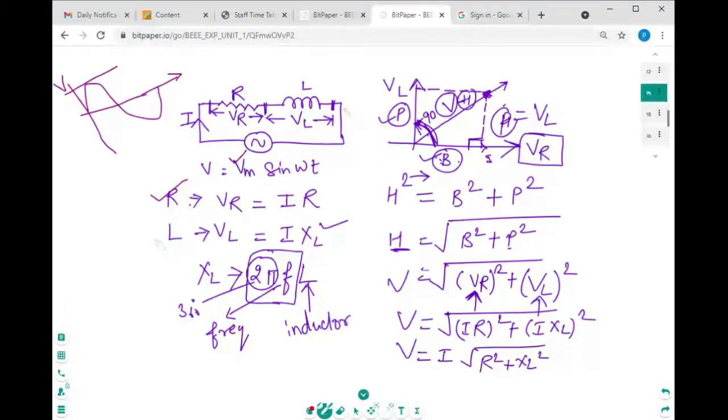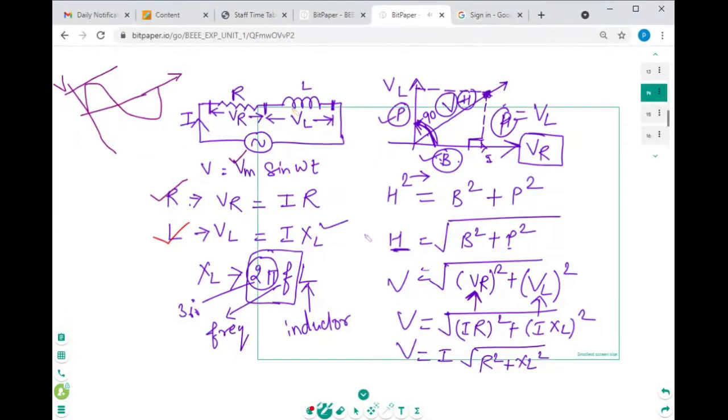Now we will use the inductor right here. Across this inductor, what is the potential difference? The potential difference is VL. How will you calculate it? According to Ohm's law, V is equal to IR. Same thing here, so the resistance across this inductor is XL.